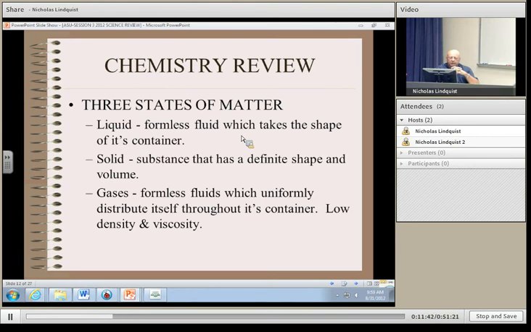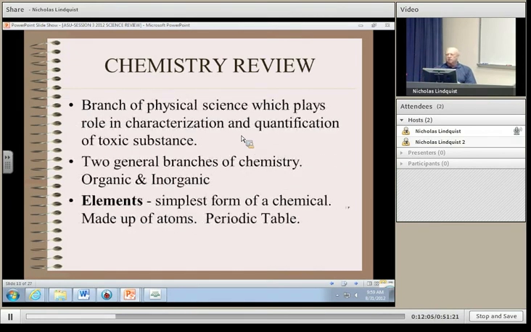Gases have low density and viscosity. A gas, for example, the air in this room is composed of gases: oxygen, nitrogen, and some other gases. These gases evenly distribute themselves throughout this room. There's the same amount of oxygen and nitrogen at the back of the room as there is up here at the front of the room. Well, chemistry is basically the branch of science which plays a role in us being able to characterize and quantify toxic substances. Now, we have 2 general branches of chemistry.